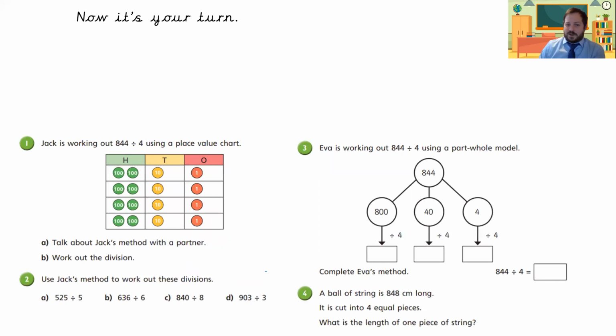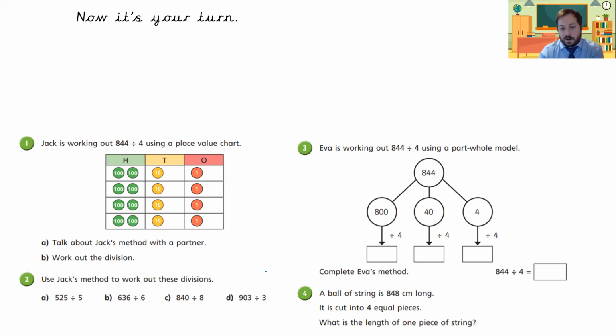Okay, so now it's your turn. Have a go at these questions, please, for me. You can use the counter method, and you can use the part whole model method. If you're using the part whole model, remember you're just trying to make a chunk that can be taken out within that column, and then you have to add your answers together. Have a go, see how you do. If you do get stuck, go back, have a look at what we've done this lesson and the previous lesson, and see if that can help you.